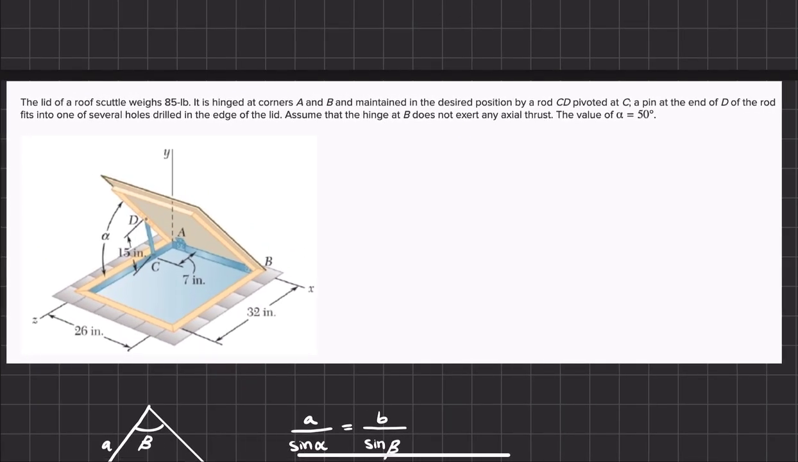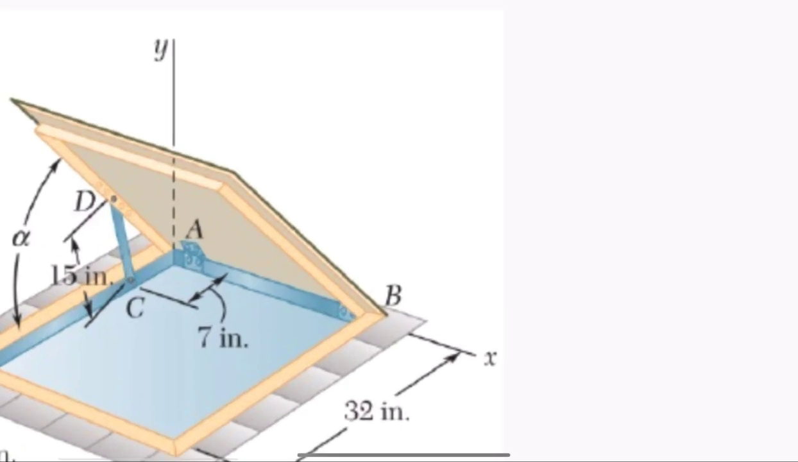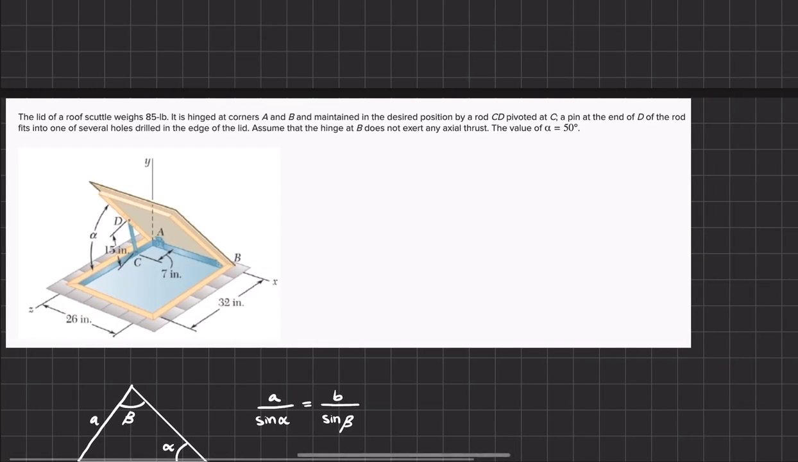The lid of a roof scaffold weighs 85 pounds. It is hinged at corners A and B and maintained in the desired position by a rod CD pivoted at C. A pin at the end D of the rod fits into one of the several holes drilled into the edge of the lid. Assume that the hinge at B does not exert any axial thrust. So remember from the last problem, axial thrust means along this axis right here. So there'll be no B of X force.